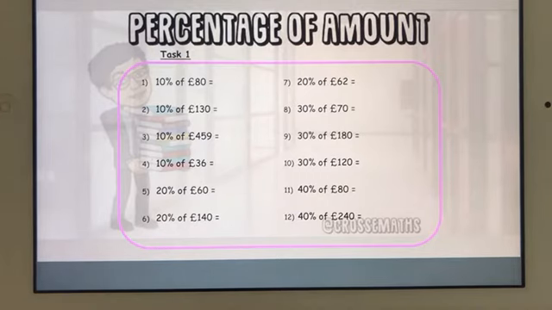Remember, show all your working with these, except for the 10% ones. You don't really need to show as much working for those ones. But remember, with the bigger ones, show all your working. Show that you found 10% first.